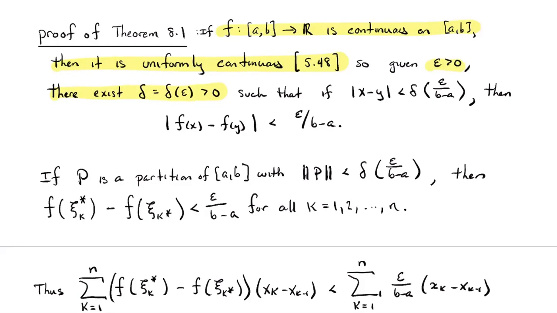So that if I take x and y close enough, and here I'm going to be applying it to the number epsilon over b minus a, that's why I'm writing delta of epsilon over b minus a, if the inputs are within that distance, then the outputs are within epsilon over b minus a. b minus a is a positive number, so epsilon divided by it is a positive number. Okay, so that's by uniform continuity.